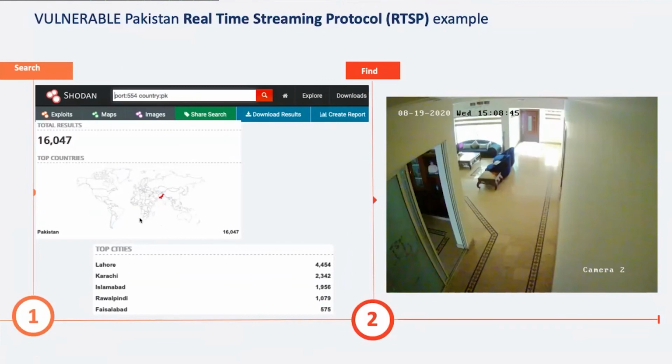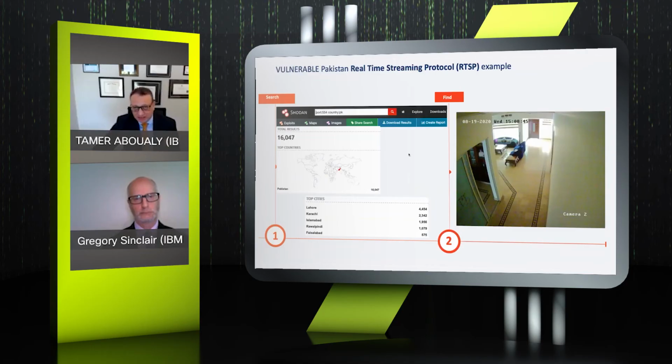In running that report, and again, these reports are constantly being run and people are viewing these all the time, what we found was viewable cameras in banks, in infrastructure, and in very important places within Pakistan. And again, it's a result of configuration and monitoring and understanding what's occurring in those environments. This is just an example of one picture that was there, which we chose because it didn't show people or other important areas.